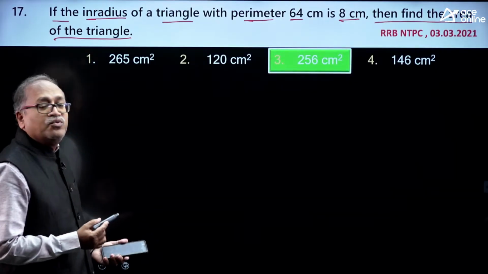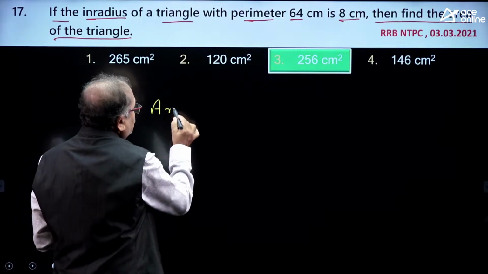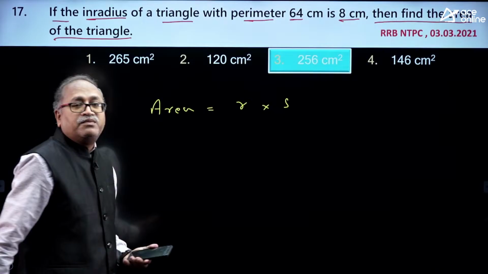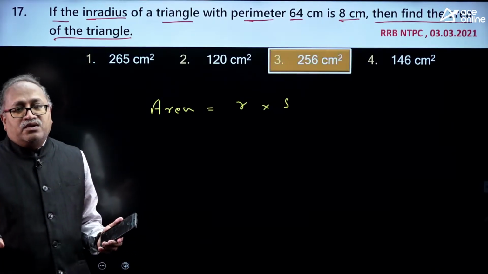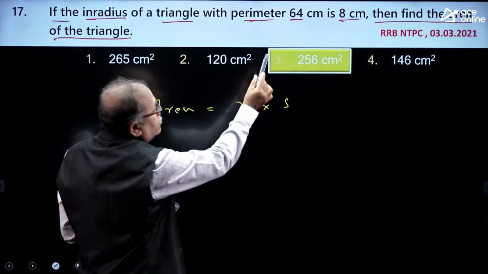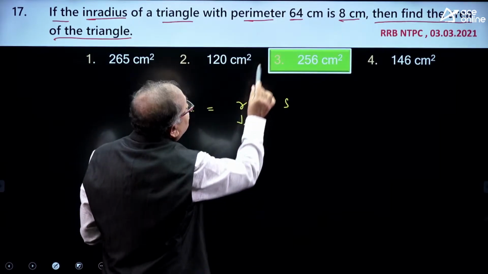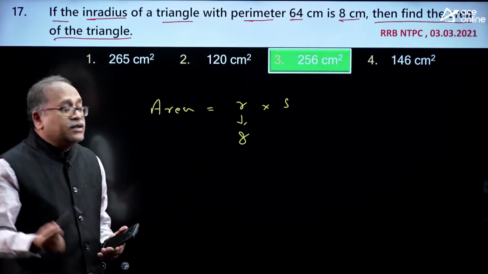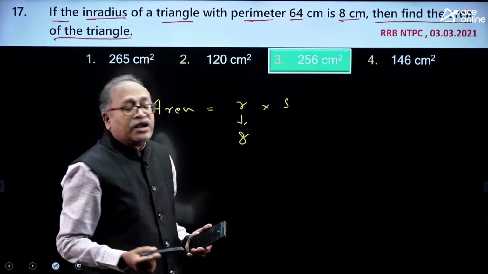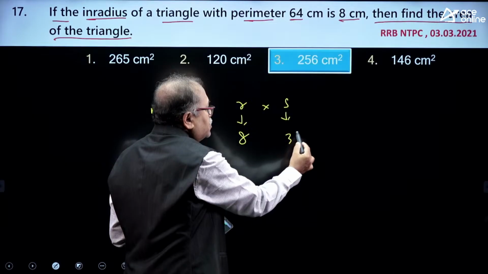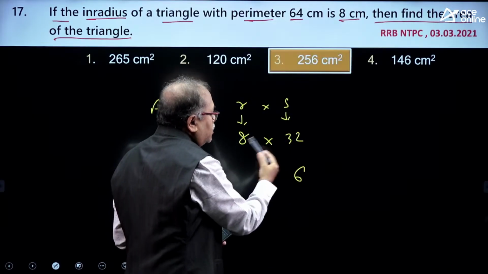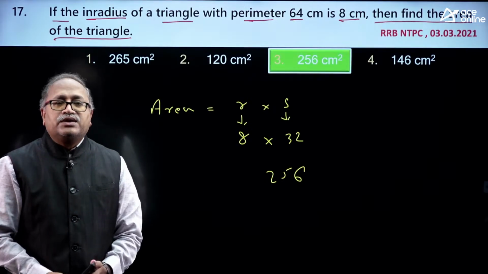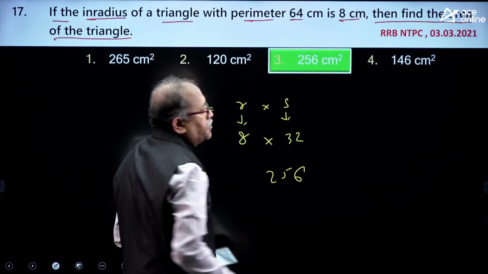So, what is the formula over here? The area is equal to in radius into semi perimeter. I already know the in radius is given as 8 and the perimeter is given as 64, so S, the semi perimeter, comes to 32. The product of these two is 8 times 32, which is 256. That is your answer. So nicely you answered the question, option 3.